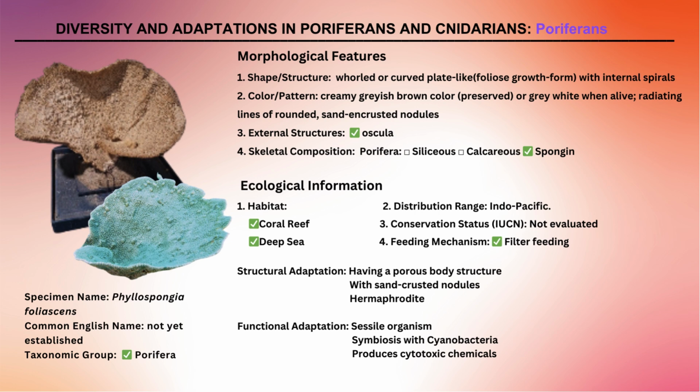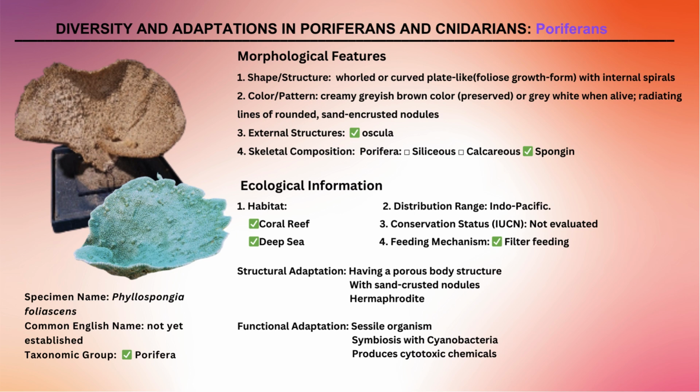For its functional adaptation, Phylospongia foliescens is a sessile organism that is attached to a substrate by its stalk. One of the most interesting functional adaptations of this sponge is its symbiosis with cyanobacterial symbionts. These bacteria perform photosynthesis, producing oxygen and organic compounds that benefit the sponge. In return, the sponge provides a suitable environment for the bacteria to live, creating a mutually beneficial relationship.